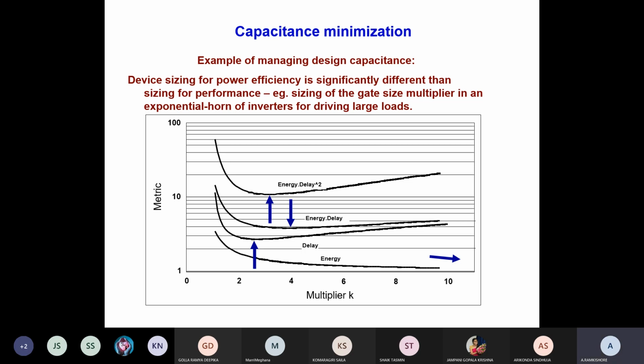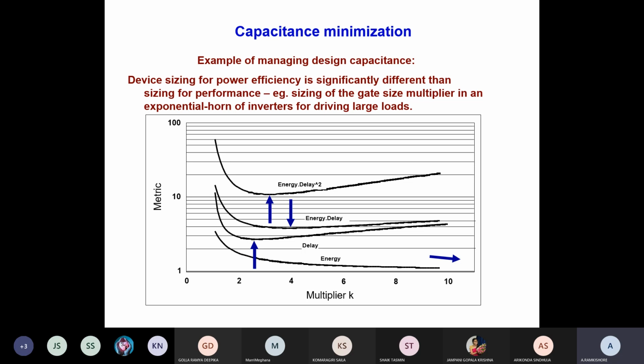So I will start another new topic and a new chapter in today's class. That is the fourth unit. The fourth unit mainly revolves around switched capacitance minimization. It is one of the problems of switching capacitance minimization.